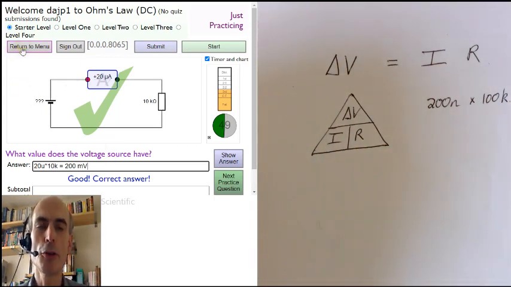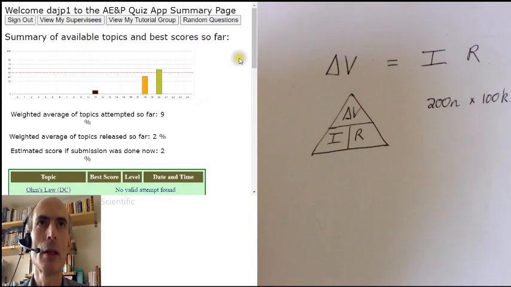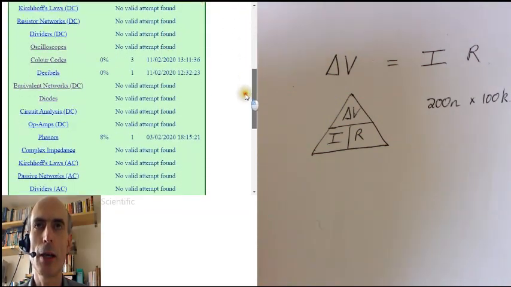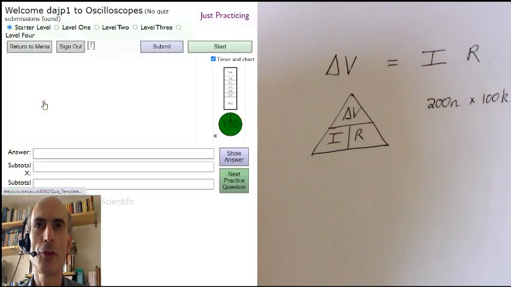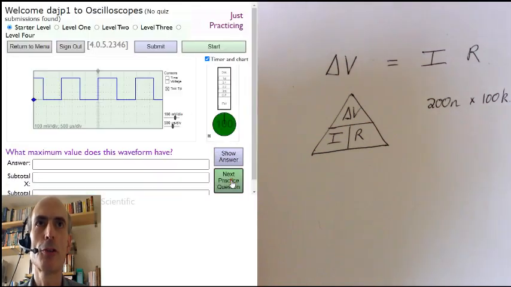There are a lot of topics in the QuizUp, around, as I say, 1 per week. Some of them get more exciting than simple Ohm's law. Oscilloscopes, for example, shows you pictures of an oscilloscope display. That's a piece of test equipment that plots a graph of voltage on the y-axis against time on the x-axis and asks you questions about this.